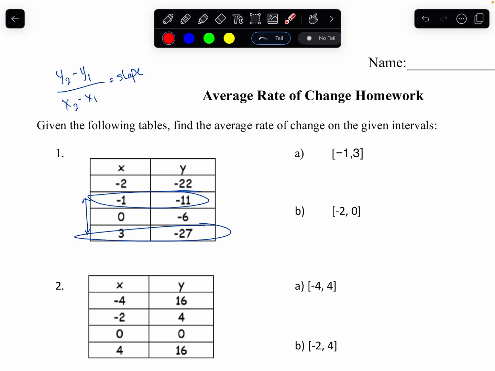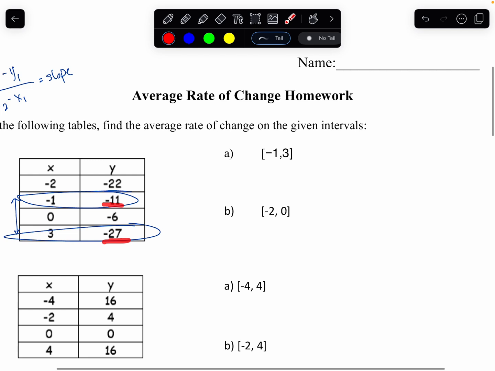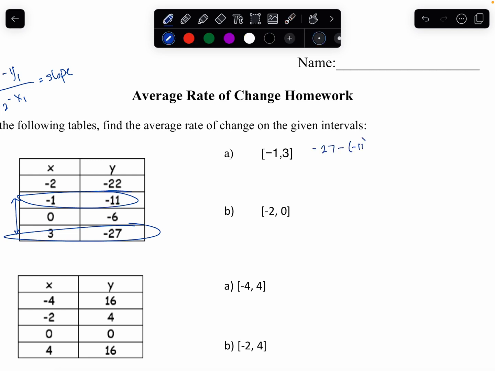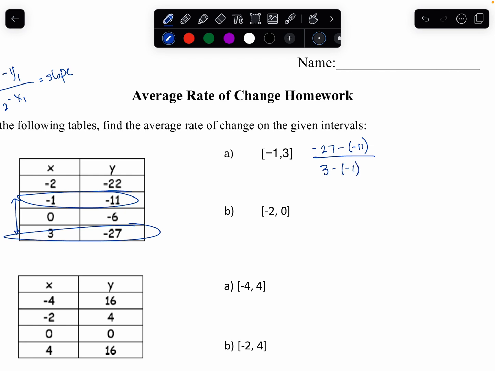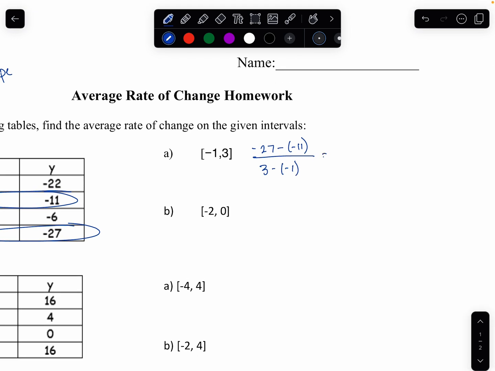So I'm going to say -27 minus -11. This is the y column, so y2 minus y1. So that's -27 minus -11, y2 minus y1, over. Now because I used this y value to start, I have to use this x value to start the interval. So that's going to be 3 minus -1. Let's do the math right here. So that's -27 plus 11 over 3 plus 1.